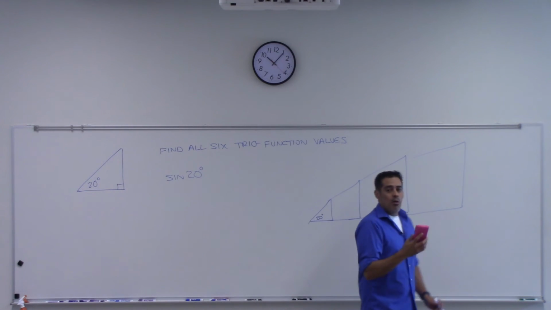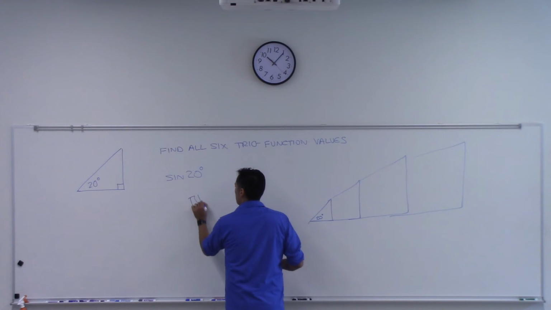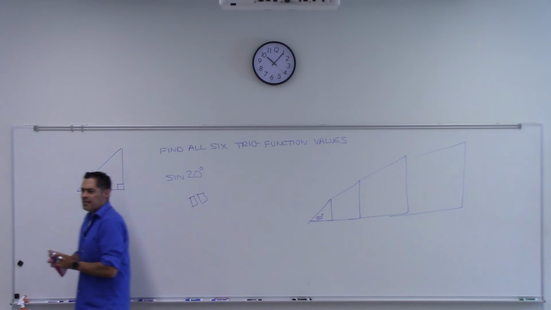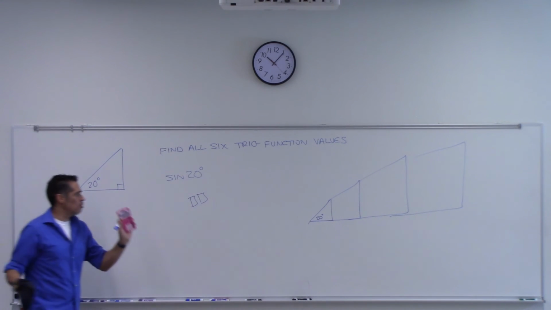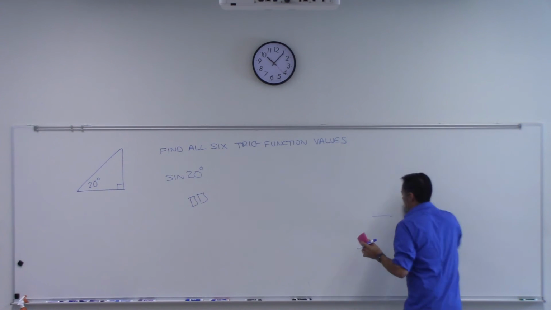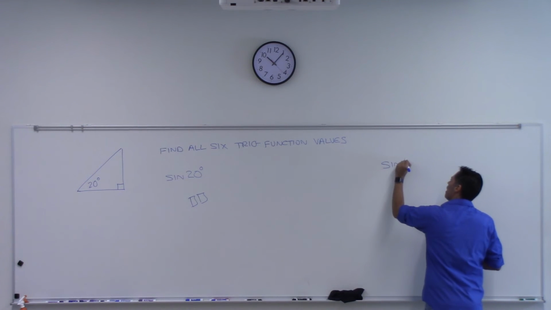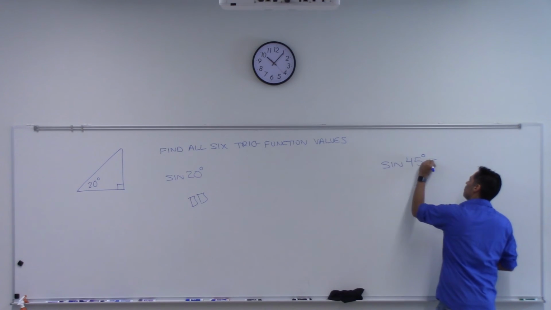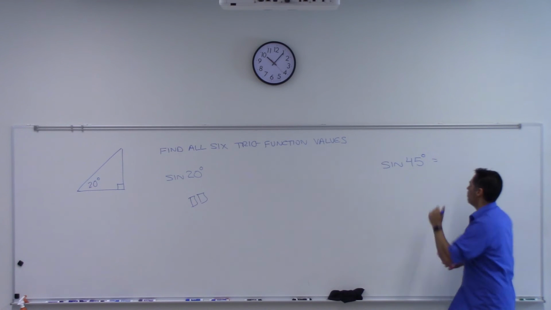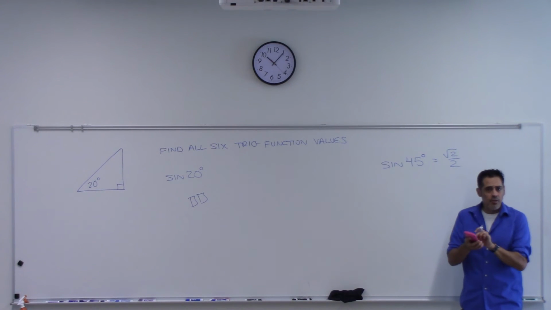And what I want to know, let's pause this for a second. Let's see if our calculator is correct, if it actually works. What did we say sine of 45 degrees was? Square root of 2 over 2, right? So real quick on your calculator, I want you to do square root of 2 over 2.